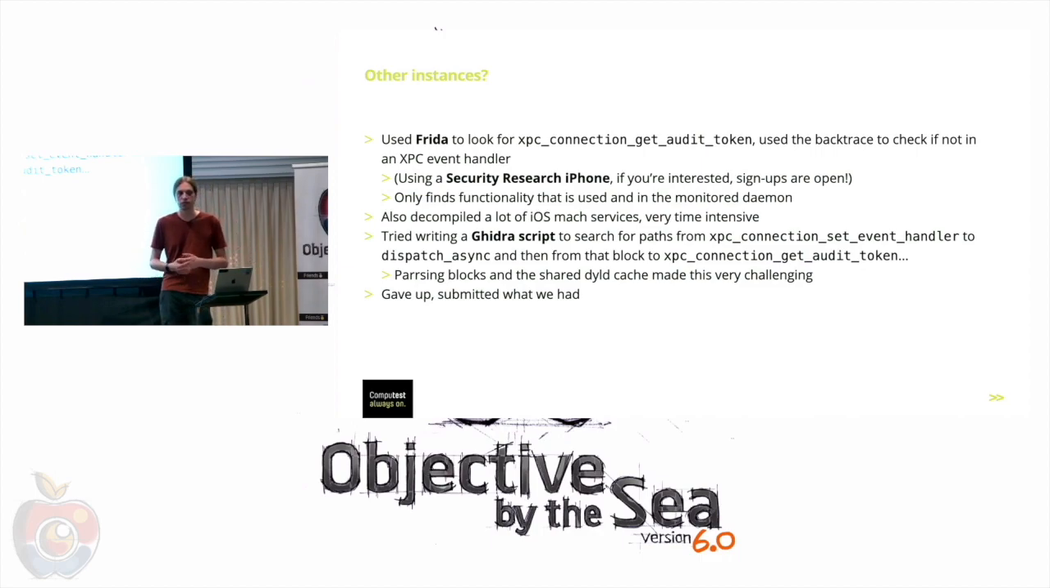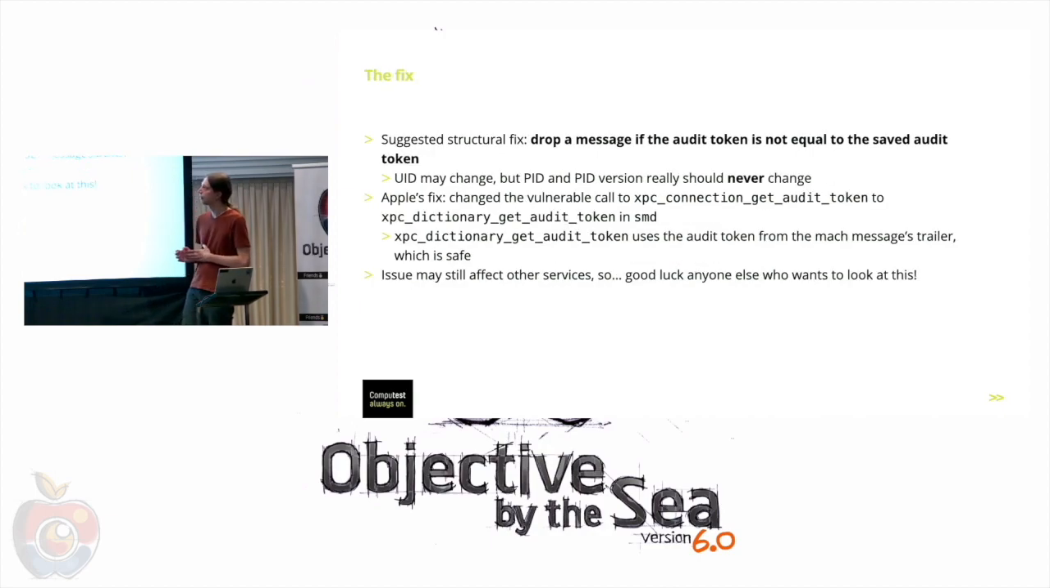So at some point, I just decided, I'm going to submit what we have. I'm going to report it as a structural issue, but also point to this specific instance in SMD where I can exploit it. And I suggested the fix as dropping a message if the audit token no longer matches the audit token of the connection. Or maybe you can allow changes to the UID, because there's setuid where you can change the UID of a process. But the PID or the PID version fields really should never change on an established XPC connection. You're not supposed to hand those over to another process.